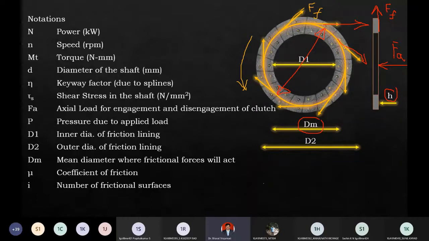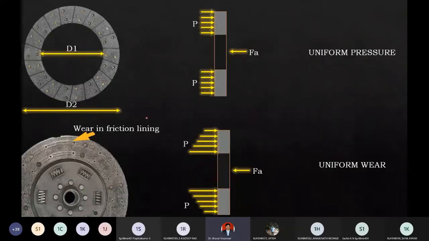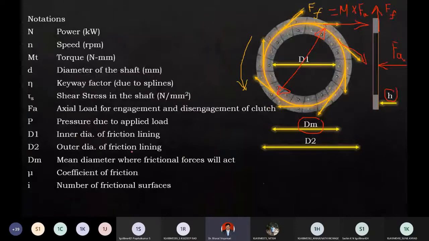Frictional force we will not find, but if you want to find the frictional force, it is simple. I multiply mu, the coefficient of friction, with FA, and I can find how much friction force is acting. But the location where the frictional force is acting is given by DM. Other notations as usual: power, speed, torque, diameter of the shaft. This is what we'll be trying to find. Now we have got the notations.